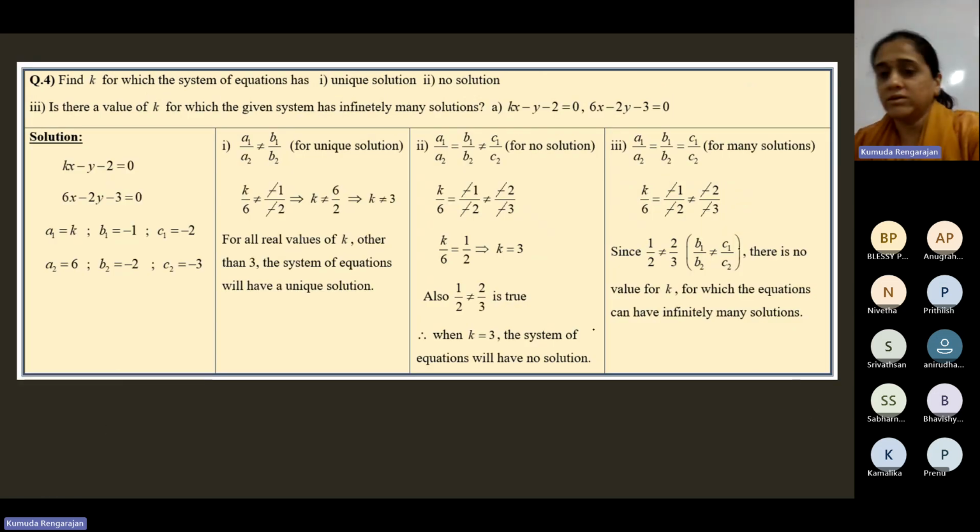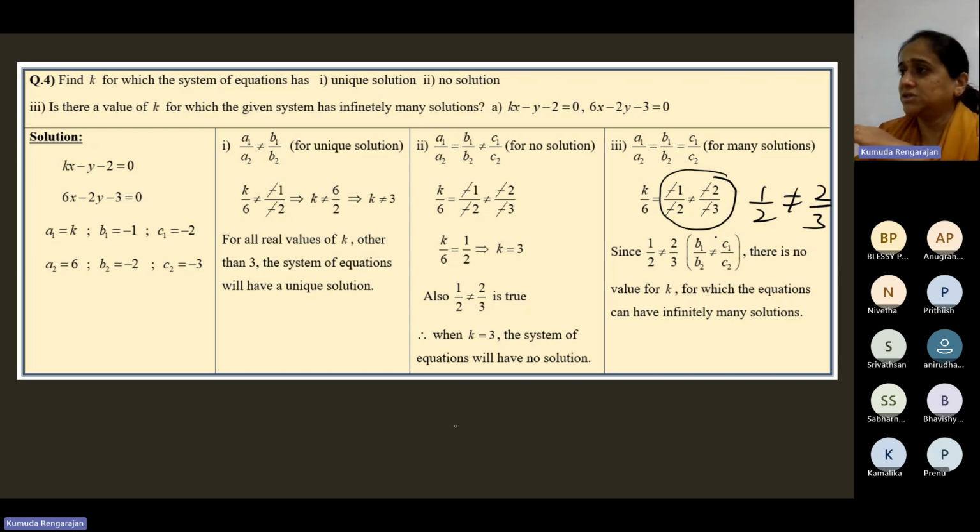So we were talking about this one, the earlier answer. Any value of k for which the system of equations has infinitely many solutions? So what do you see here? 1 by 2 is not equal to 2 by 3. But what should be the condition for many solutions? All the three ratios must be equal. To have many solutions, all the three ratios must be the same. But here B1 by B2 and C1 by C2 are different. So whatever be the value of k, this will not change, right?